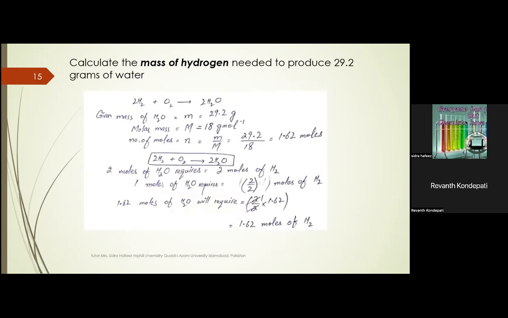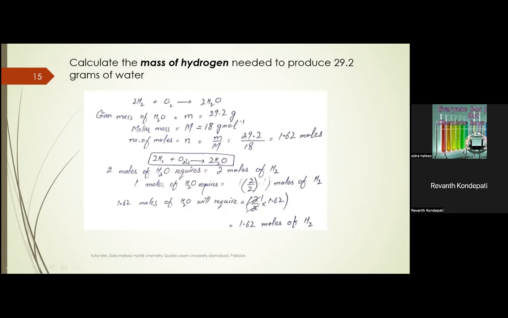Now in the same statement, you have to calculate the mass of hydrogen needed to produce 29.2 grams of water. Again, start with the balanced equation. The given mass of water is 29.2 grams. You have to produce 29.2 grams of water. Now you are going to calculate the reactant from the given amount of product, that is, how much reactant you will require to produce that particular amount of product. For this, you will have to convert this mass into number of moles, mass over molar mass, and after this calculation, you will get the answer 1.62 moles of water.